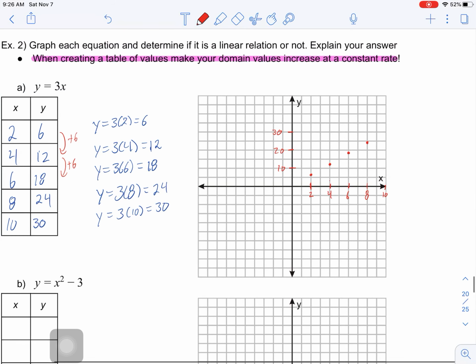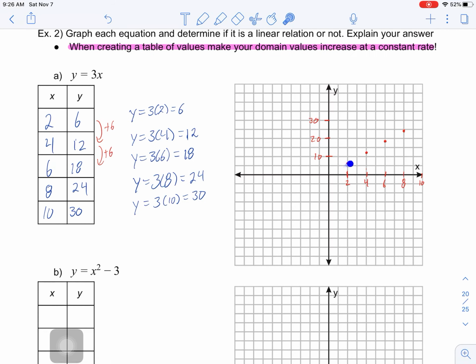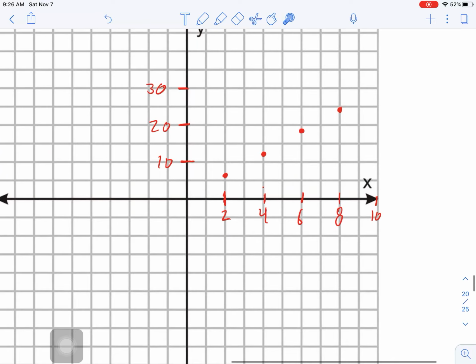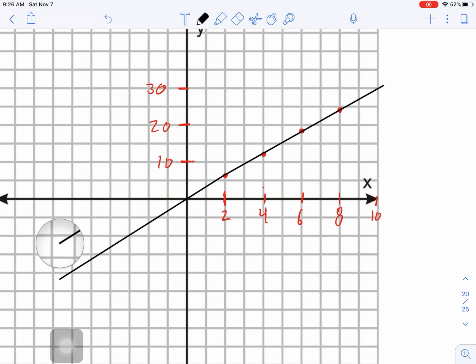Now, I could plot this last point, but recognize this is a linear trend. So why not just connect these points and continue the graph on forever? Okay, so something like that. And I could even do this and make this go down on forever.